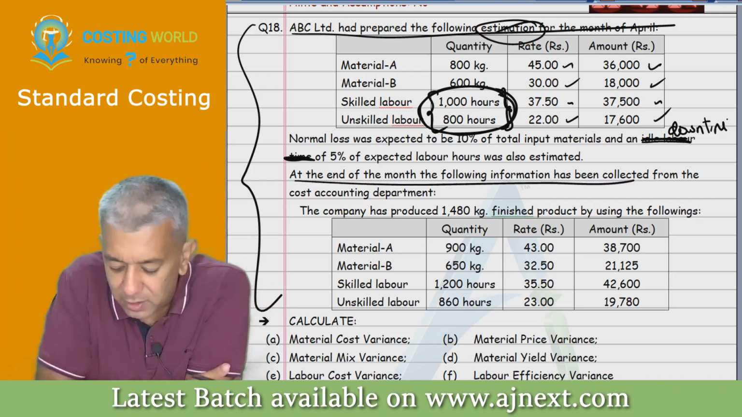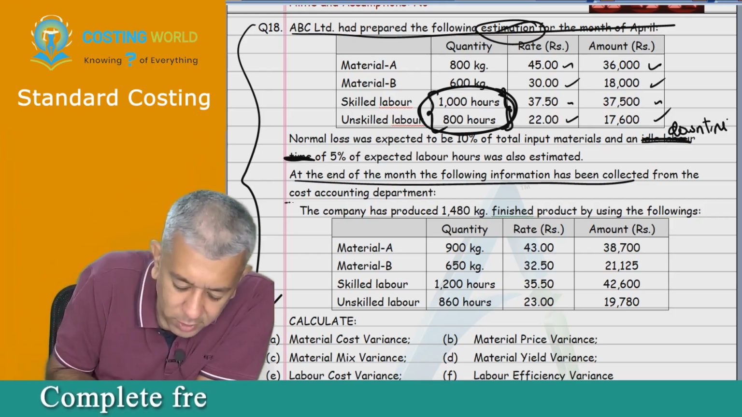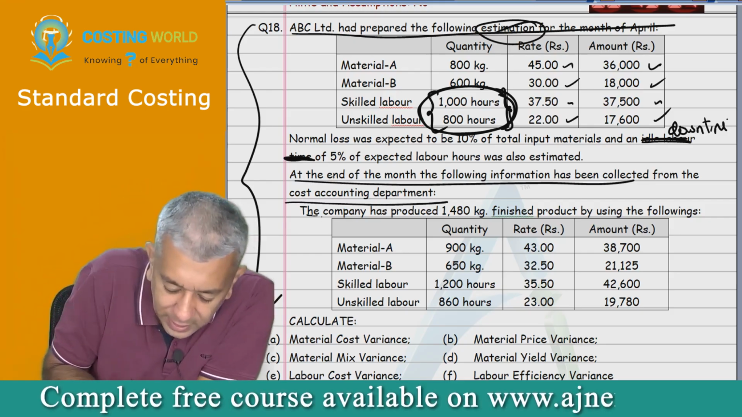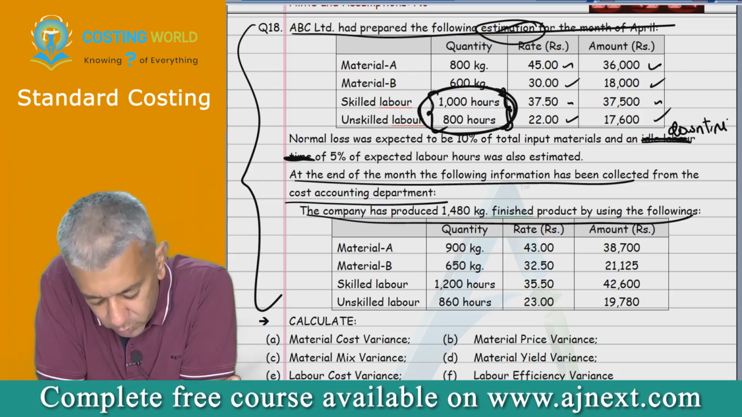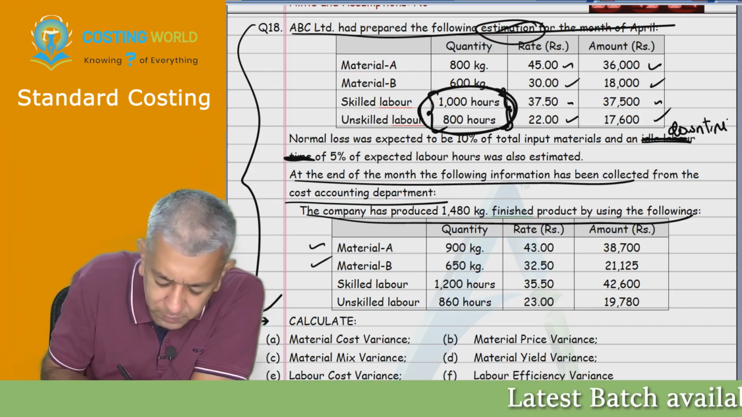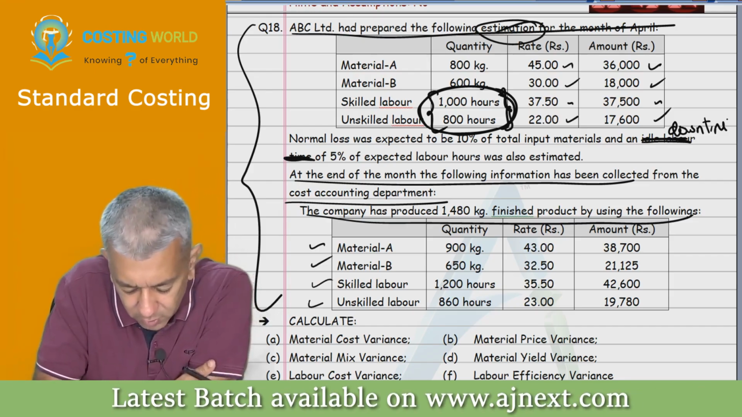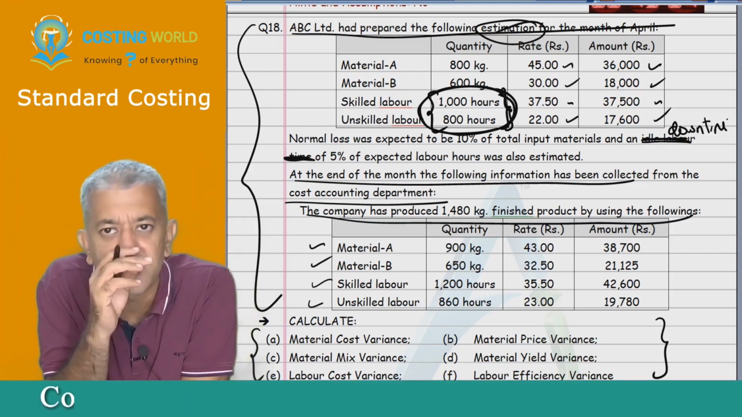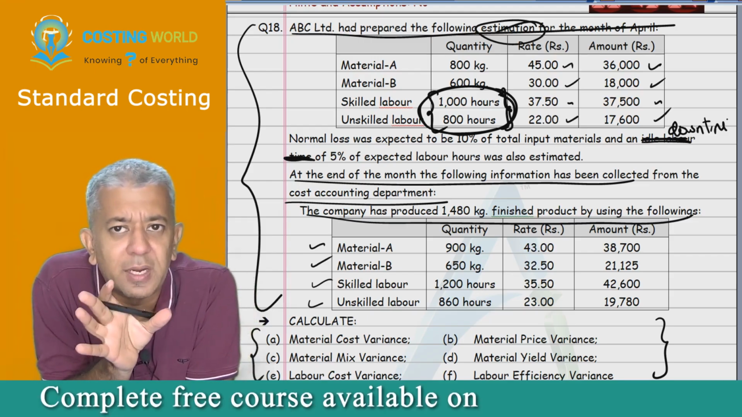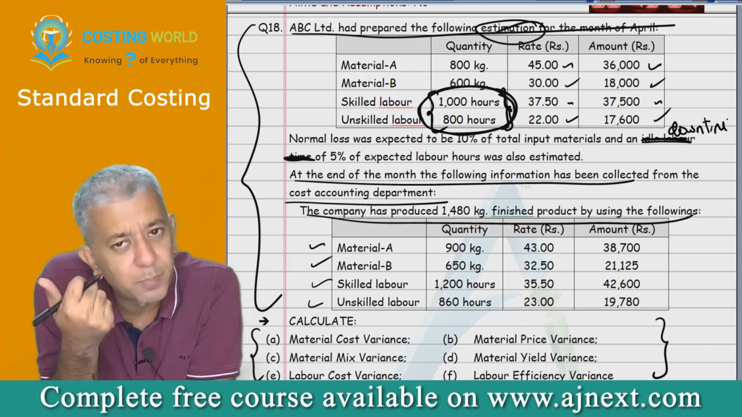At the end of the month, the following information has been collected from the cost accounting department. The company has produced 1480 kgs of finished product using the following: material A and B, skilled labor and unskilled labor. Calculate all these variances. Honestly, they have asked you very limited variances, but being the last question of this type, I am going to be computing all the variances.